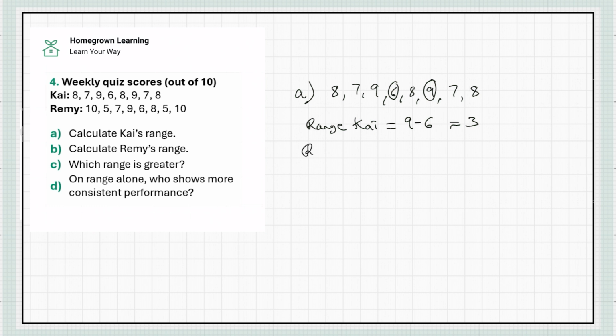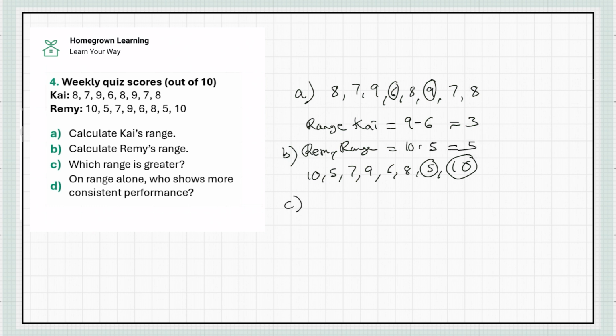And then we have Remy. Remy's range. We don't know what that is just yet, because we're going to write out that data set, which is going to be 10, 5, 7, 9, 6, 8, 5, and 10. So the largest value for Remy is going to be a 10, and the smallest value he has is going to be a 5. So the range is going to be 10 minus 5, which is just equal to 5.